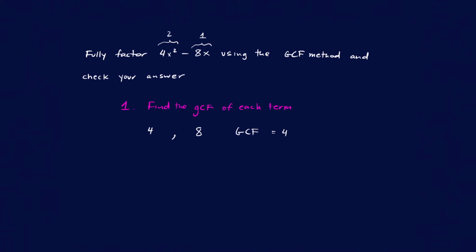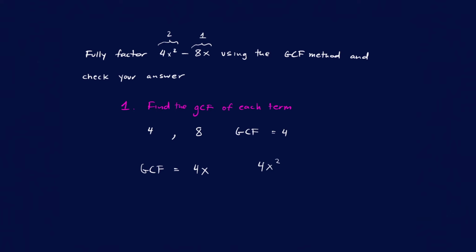So the greatest common factor is equal to 4x. So now all we have to do to fully factor 4x squared minus 8x is to divide each term by 4x, right? Because we basically just want to find an expression that we can multiply by 4x to get the original expression.